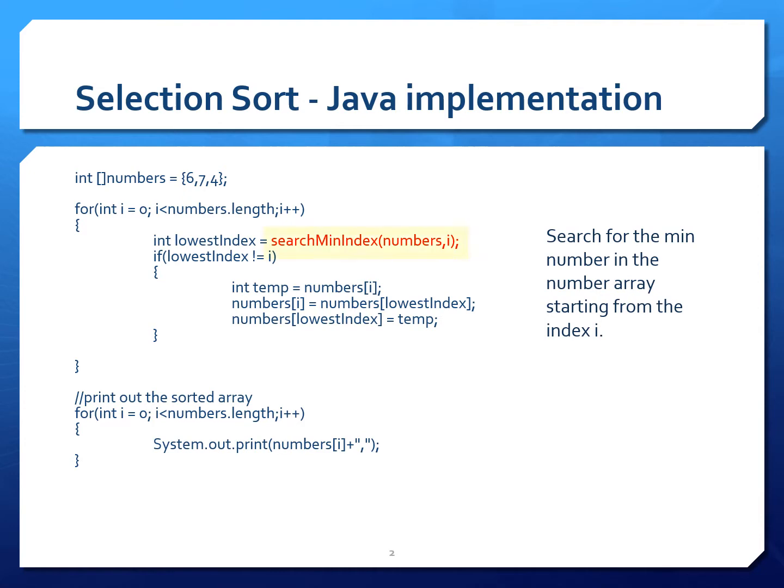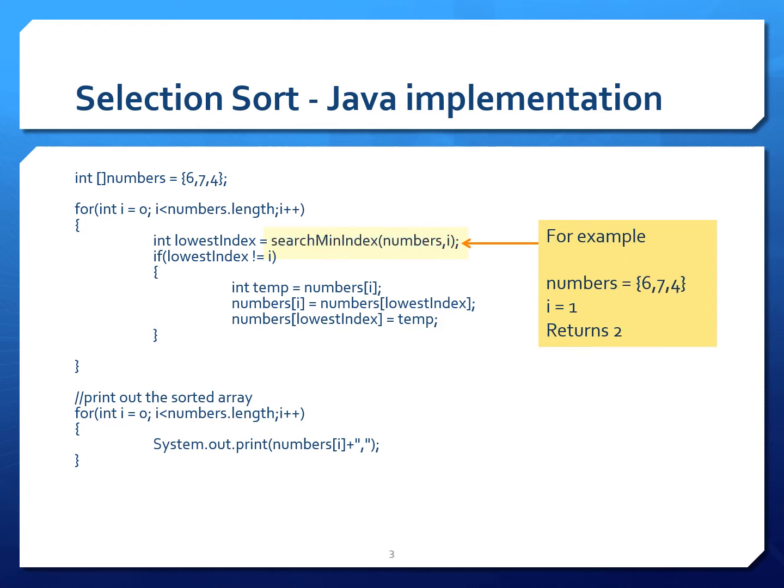In the selection algorithm, we need another method, searchMinimumIndex. This method searches for the minimum number in the number array, starting from the index I, and it returns the index of the minimum number. We will first study and understand the searchMinimumIndex method before we move back to the selection sort code.